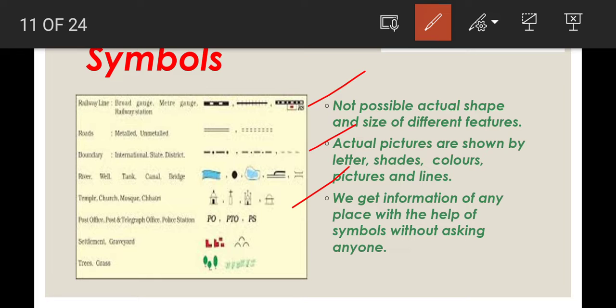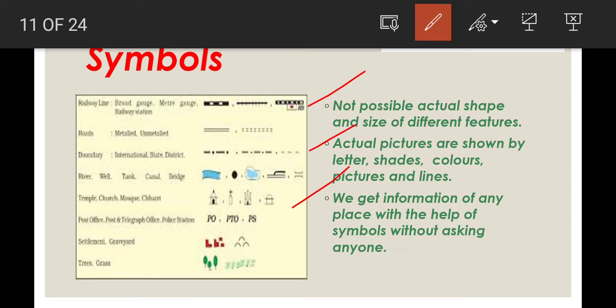Just see, children, symbols. Why do we need symbols? We can't draw the real pictures on the map, so we use symbols. Can we draw a real tree, children? Can we draw a real hospital? Can we draw a real police station? No, we can't draw them on the map. The space is not sufficient, so we use symbols instead of real pictures. We use symbols. Actually, the features are shown by letters.